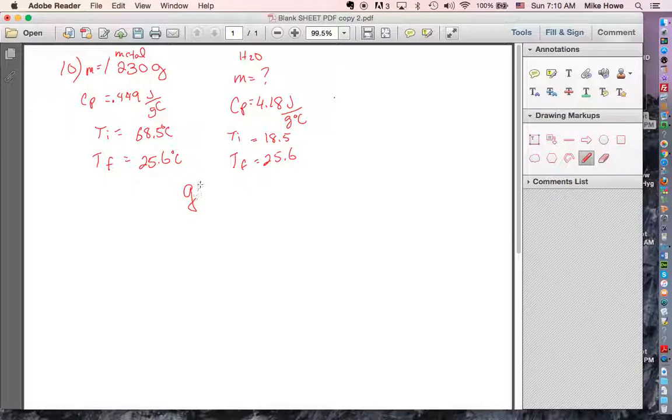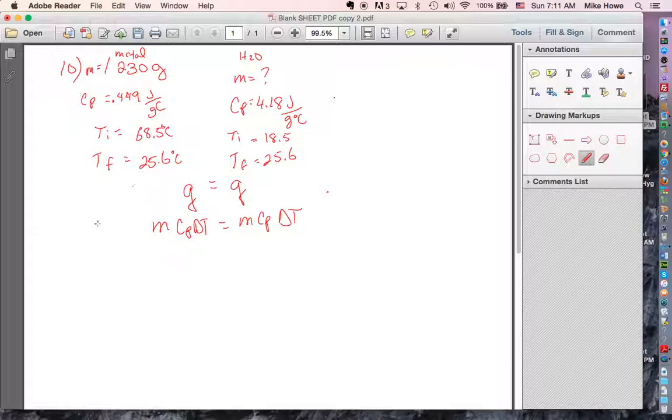So we know that the quantity of heat lost by the metal is equal to the quantity of heat gained by the water. So the mass times the specific heat capacity times the change in temperature of the metal equals the mass times the specific heat capacity times the change in temperature of the water. All you need to do then is find the mass, because you know everything else that you need in order to find what the mass of the water is. After you know the mass of the water, you know that 1 gram is 1 milliliter, so just change to milliliters. So that was number 10.